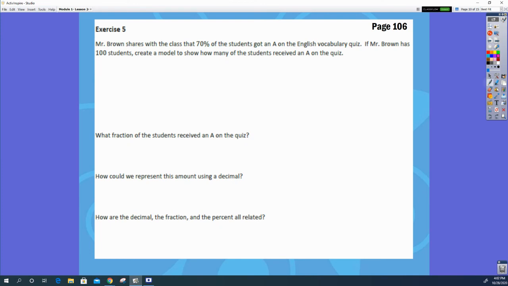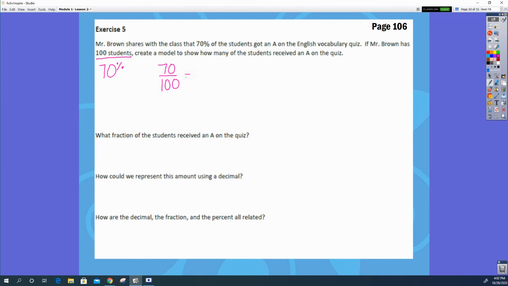Okay, so right now we're creating a model on the first one, and then we'll look at our other three questions. So we know we had 70% of the class. He has a total of 100 students. So what is that as a fraction? That's 70 students out of his 100 that made an A. Now, if I'm modeling that, we could draw a 100 grid and shade in 70, but what else do we know that we can do?